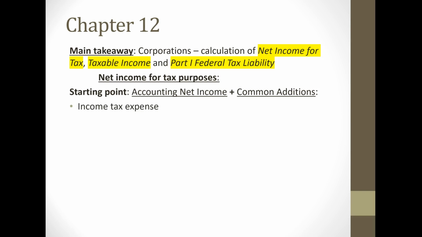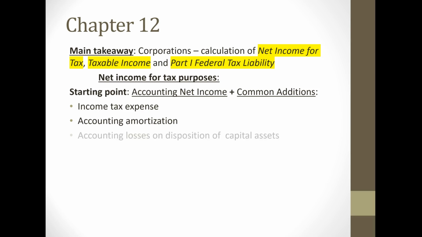So some of the common additions would be income tax expense. Now we would have deducted the income tax expense when we were calculating our accounting net income. And income tax expense is not a deductible expense for tax purposes, so we have to add it back. Another common addition would be accounting amortization. We are not allowed to deduct accounting amortization for tax purposes. What we'll see later on the next slide is that we can deduct CCA though. So accounting amortization, not an allowable deduction. And because it was deducted when we were calculating our accounting net income, we have to add it back for tax purposes.